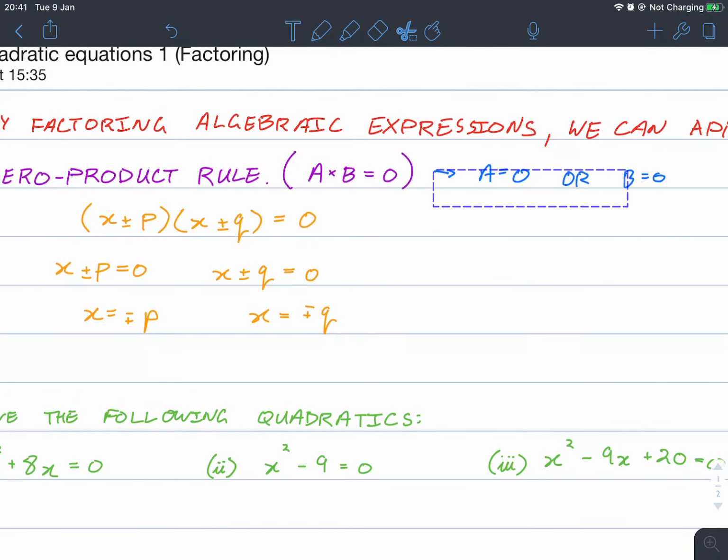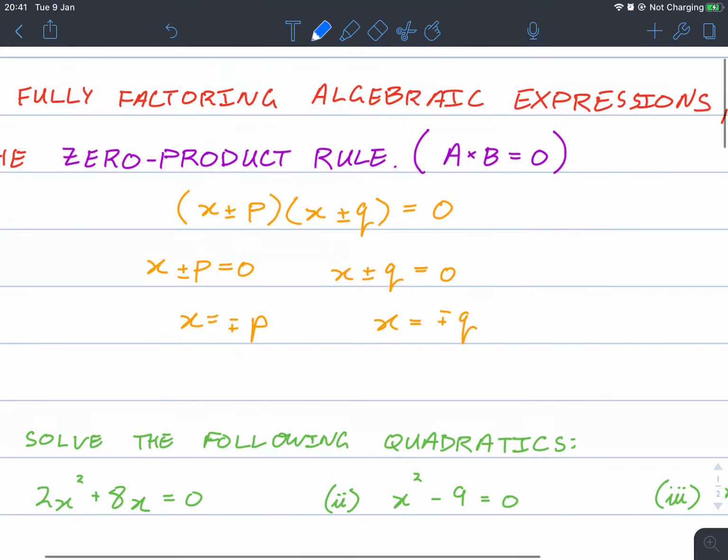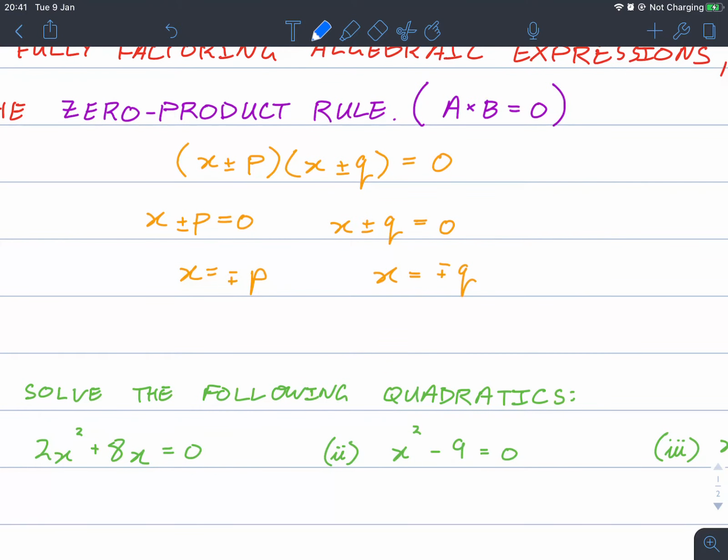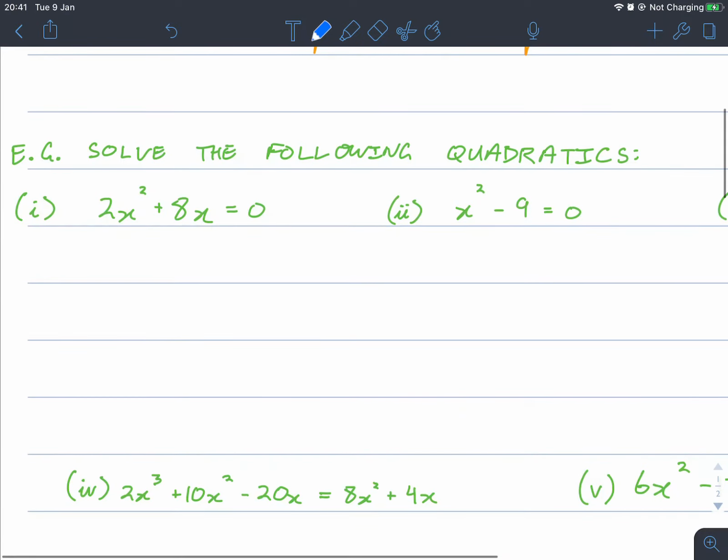And in essence, what it's going to look like is we'll have a fully factored expression like this equaling 0, and from this we can let each individual factor equal 0 and solve for p and solve for q. Okay? This doesn't make sense like this. It'll make a lot more sense doing a few examples. Here we go. Let's do a few examples.